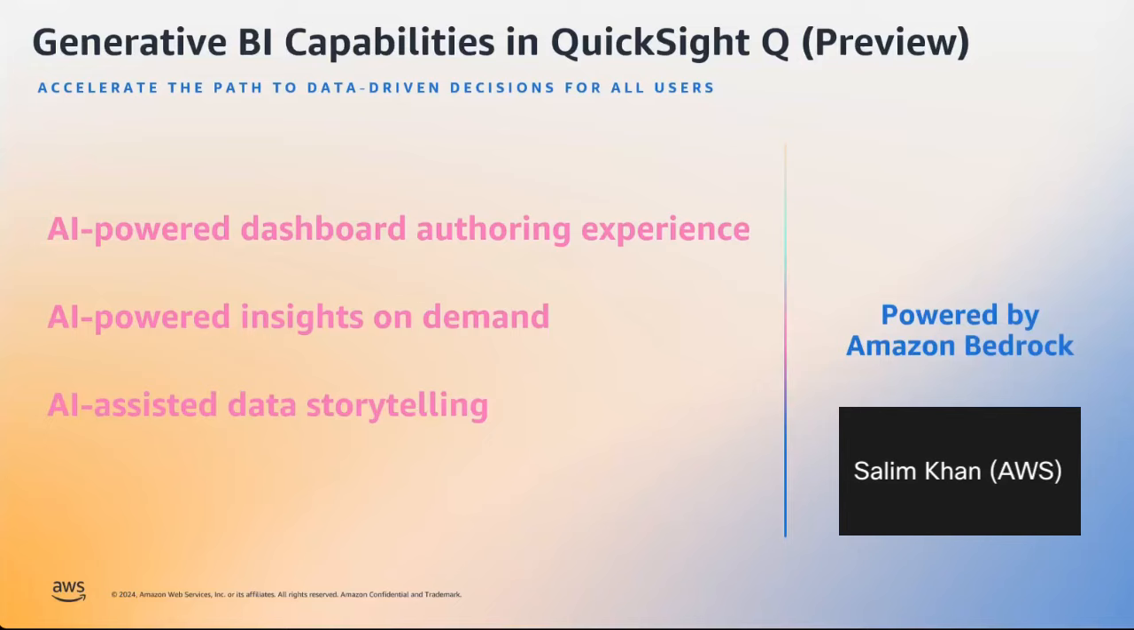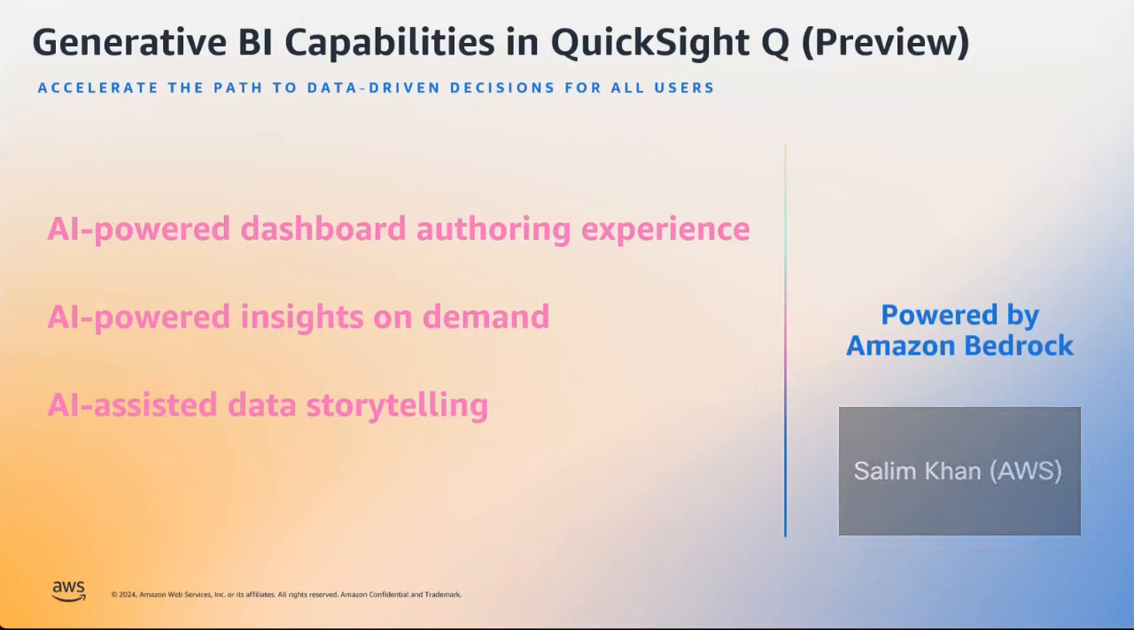As Neeraj mentioned, now we have connectivity with Databricks. How do we use that and the generative BI capabilities in QuickSight to do quick analysis of that data? We are currently previewing the following generative BI capabilities in QuickSight: the AI-powered dashboard authoring experience, which is for your authors, and then the AI-powered insights on demand and the AI-assisted data storytelling. These three capabilities we're currently previewing in QuickSight.